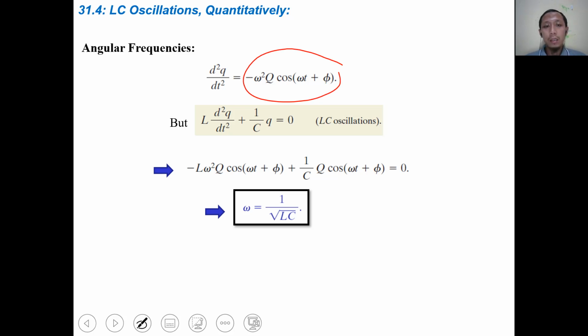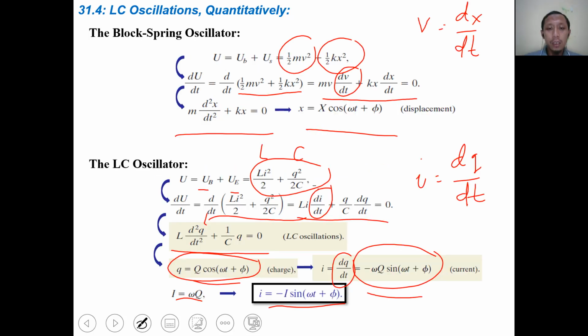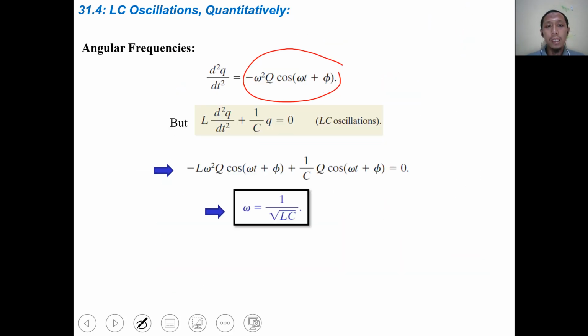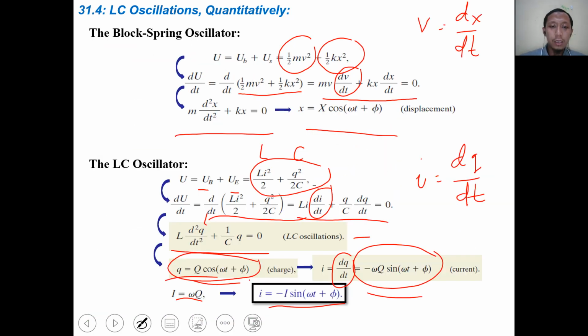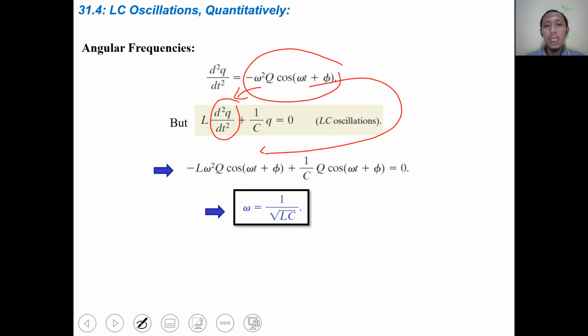But the first equation, the expression, is L d²q/dt² plus (1/C) q is equal to 0. So we can substitute this into that equation, and we get L times minus omega squared Q cosine (omega t plus phi) plus 1 over C times q, where q is this one. So we can use this equation: Q cosine (omega t plus phi) is equal to 0, and then omega is equal to 1 over the square root of LC.